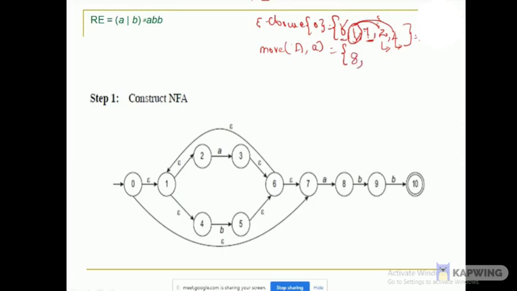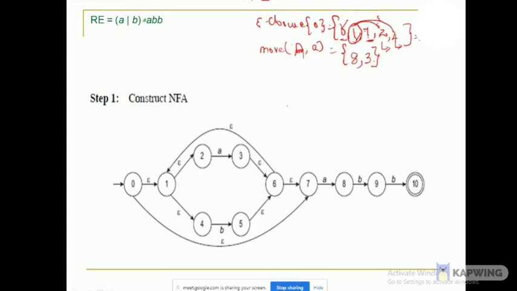And 2. From 2, there is a transition to 3 on A. From 4, there is no such transition. So let's complete it here. So move A on A will give 8, 3. Clear with this? Any doubt?